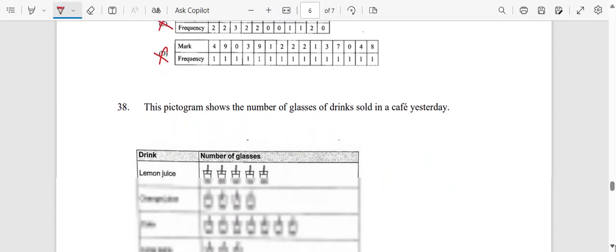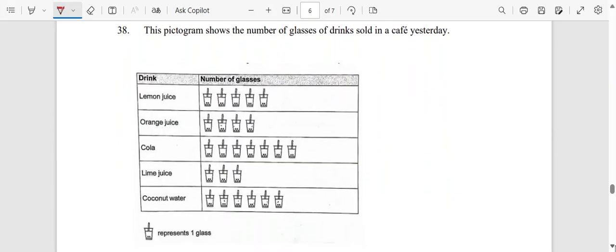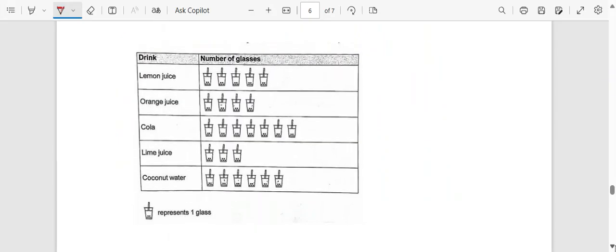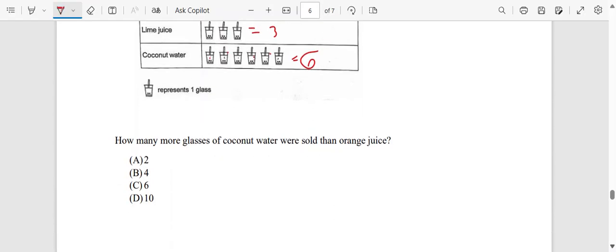Let us continue. 38. The pictograph shows the number of glasses of drinks sold in a cafe yesterday. So let's look. Lemon juice: 1, 2, 3, 4, 5. So that's equal to 5. For orange juice, 1, 2, 3, 4. It is 4. Cola: 1, 2, 3, 4, 5, 6, 7. Cola, 7. Then 1, 2, 3, 4, 5, 6. Coconut water, 6.